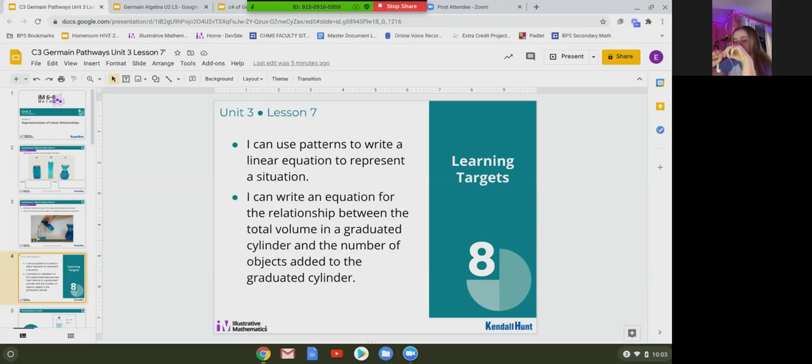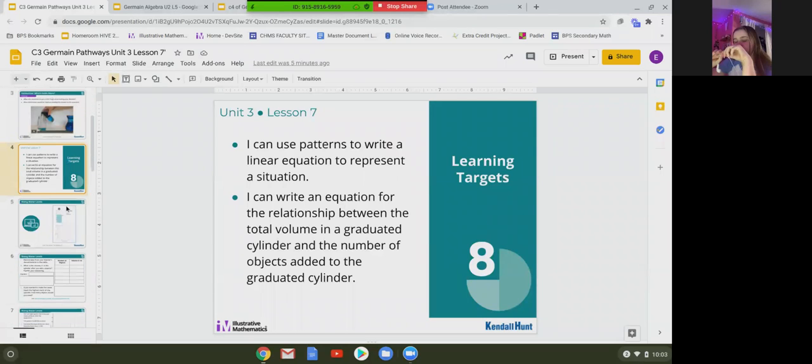Our first one is we're going to use patterns to write linear equations to represent a situation. So really, in essence, what we're going to be doing today is we're going to be writing equations for some different situations that we're going to be dealing with. Okay? So let's take a look at this first activity that I want us to work on for today.